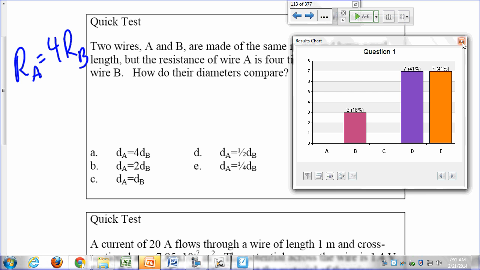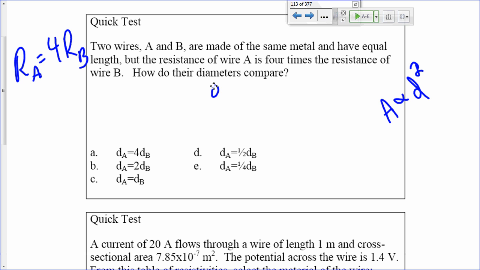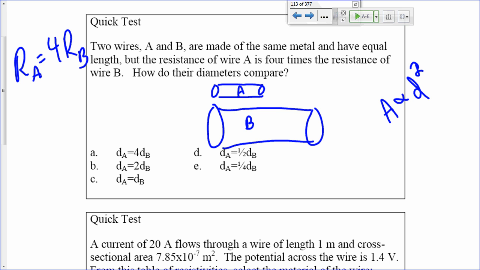So, first of all, we can show that wire A is smaller than wire B. So this is wire A, and this is wire B. Because the resistance of A is bigger than B. Oh, they should be the same length, right? So wire A is smaller than wire B, so that gets rid of these three options. So it is either D or E, and most of you did D or E.